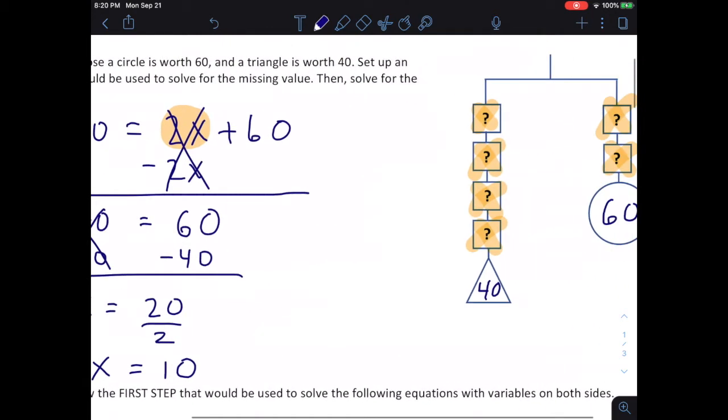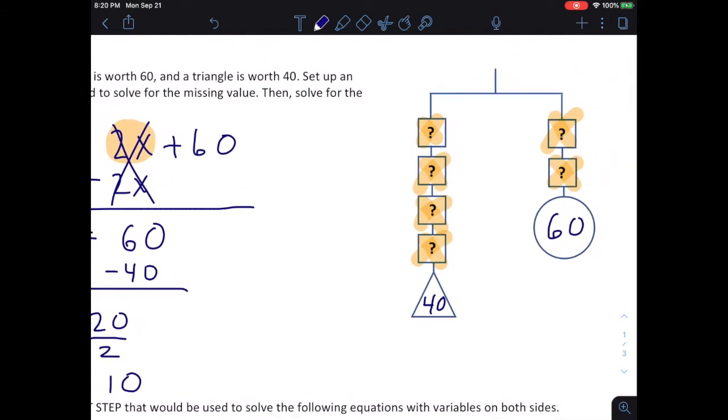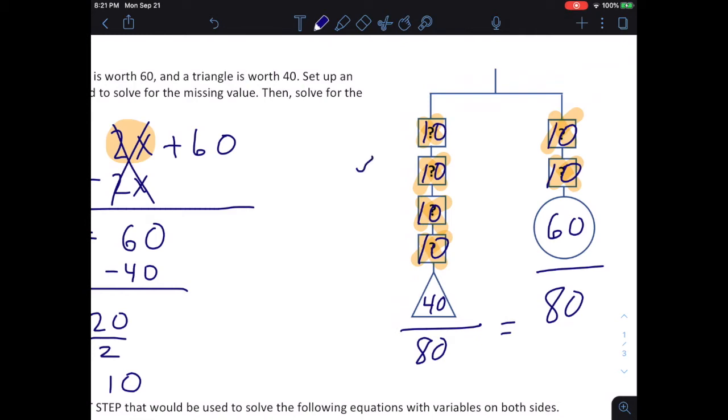And it's pretty straightforward to come over and check our work. So we can just go ahead and plug 10s in here. And then 10s in here. And we have 4 10s plus a 40, that's 80. And then we have 2 10s and a 60, that's 80. So they both balance. So they're equal to each other. So we know we have the right answer.